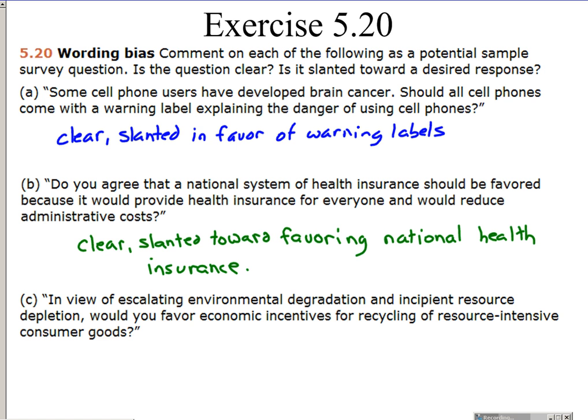In view of escalating environmental degradation and incipient resource depletion, would you favor economic incentives for recycling of resource-intensive consumer goods? Is this a clear question? No, it's not clear. There's a lot of words in there that many people probably would not even understand the definitions of. So that means that it is way too technical. And it seems to be slanted in favor of recycling.